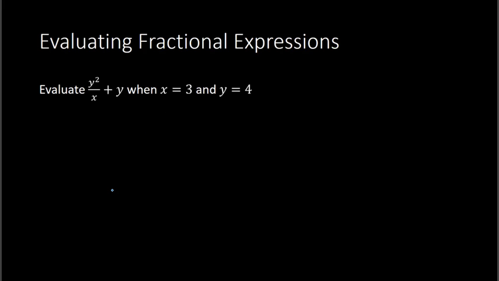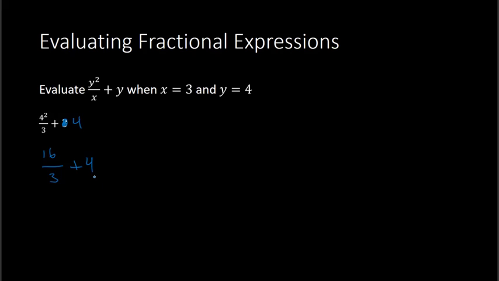One more example, you have to evaluate y squared over x plus y when x is equal to 3 and y is equal to 4. So here, instead of y squared, we have 4 squared, and then divided by x, we now have divided by 3. And instead of plus y, we have, this should be plus 4, not 3, plus 4. Alright, so we have this expression. So we can simplify. 4 squared is 16, and then 16 over 3, and then plus 4.